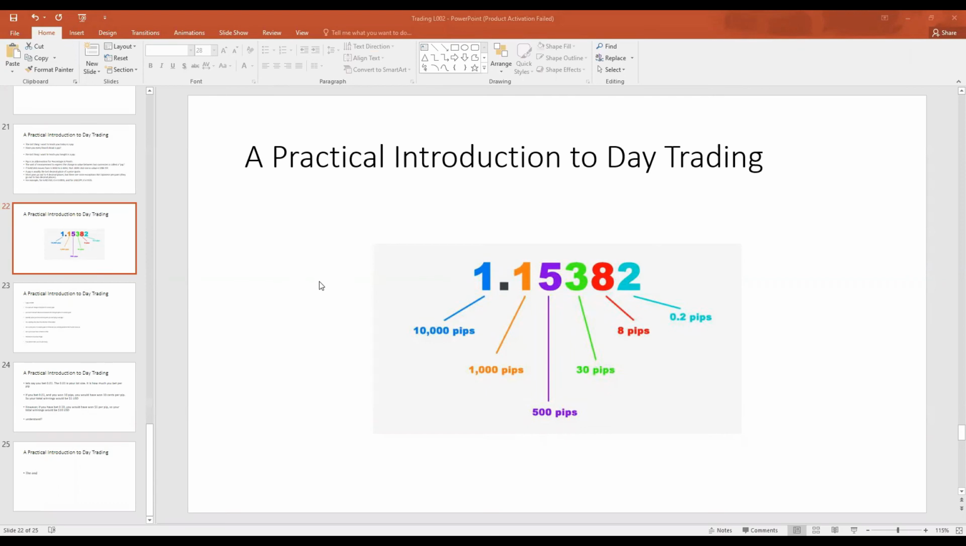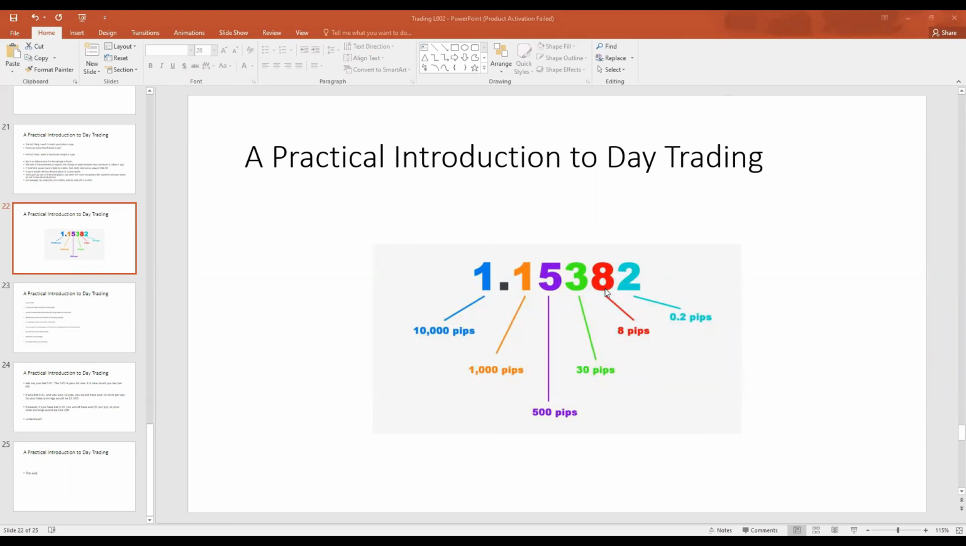So the last thing I want to mention is a PIP. What is a PIP? A PIP is a percentage in point. So I have this diagram here and it shows a currency pair. To derive the PIP, we look at this number here. The 8 is 8 pips.